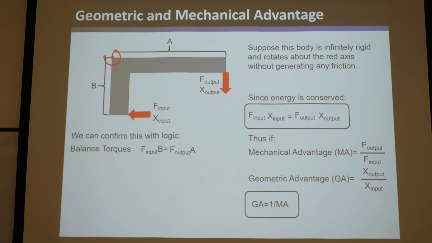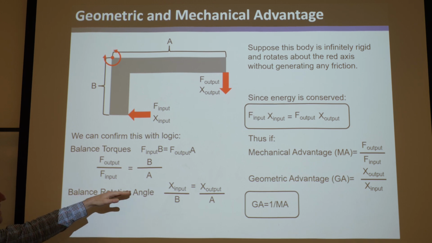Okay, but this very simple math can be confirmed with logic. This is an energy argument, but let's look at balancing torques, right? If you take this force input and multiply it by B, that's the torque put on this. That'll be the same as the torque output, which is the force output times A. And so if you take force output divided by force input, it's B over A.